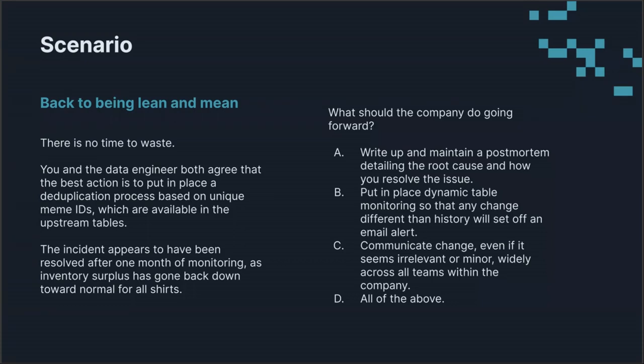You need to document everything very well, especially a problem that affected your business operations. It's really good to put in dynamic table monitoring so you can capture small changes that might be very relevant to the success of your business. And in this case, the success of your ML processes.